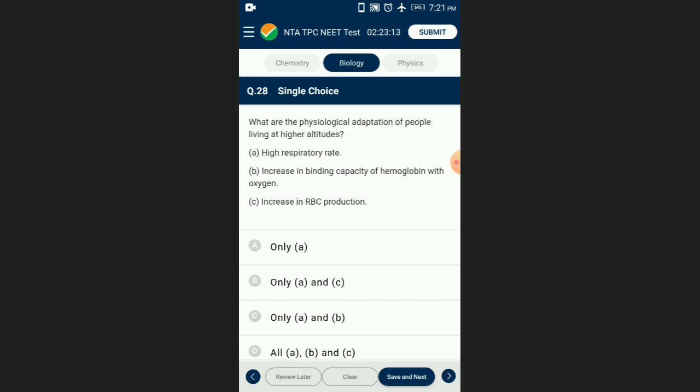Kidneys respond by secreting a hormone called erythropoietin, which stimulates the bone marrow to accelerate the production of RBC. Under these conditions, the body increases RBC production, decreases the binding capacity of hemoglobin, and increases breathing rate. So the answer for this question is option B. From the given three statements, A and C are correctly given. High respiratory rate and increase in RBC production, both are correct.